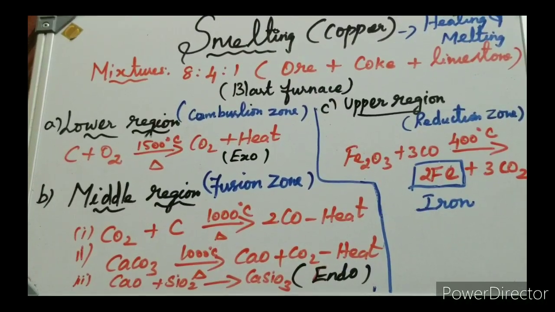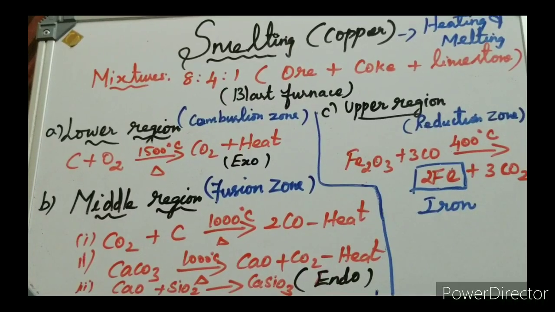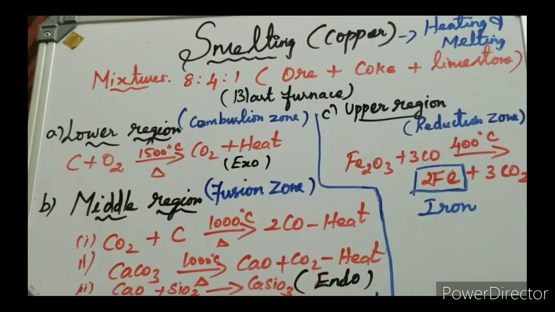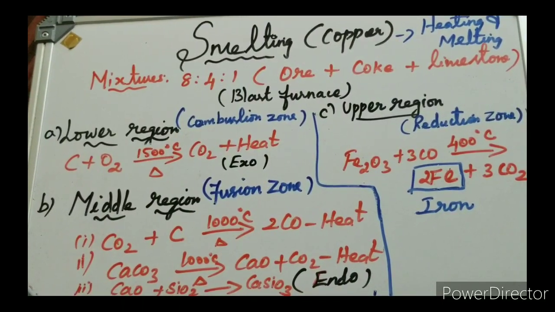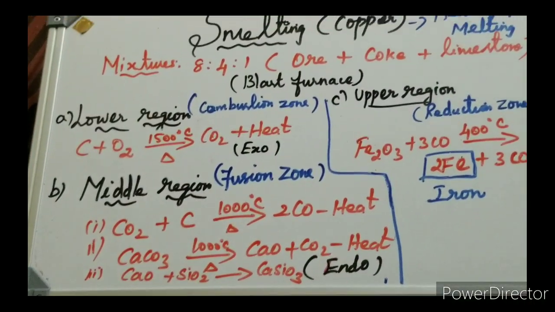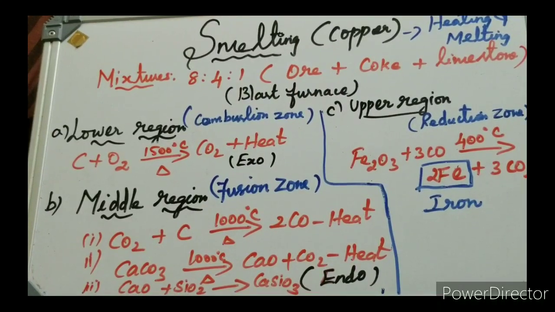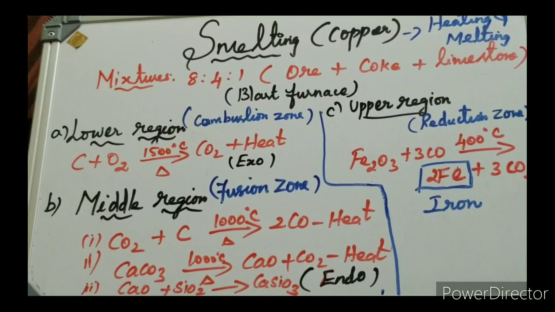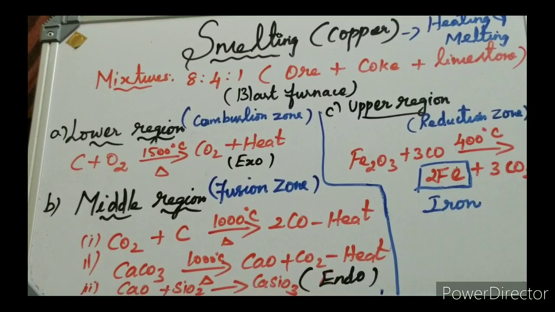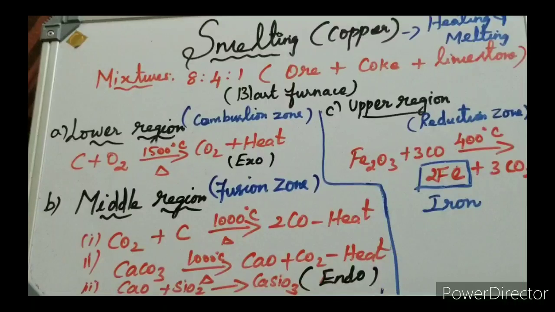In this process we have to consider the metallurgy of iron, and consider the first region, which is called the lower region. The lower region is also called the combustion zone. Combustion means the burning of any compound with oxygen with the liberation of heat energy. So the chemical reaction that takes place in the lower region is an exothermic reaction. The temperature maintained in the lower region is 1500 degrees Celsius.